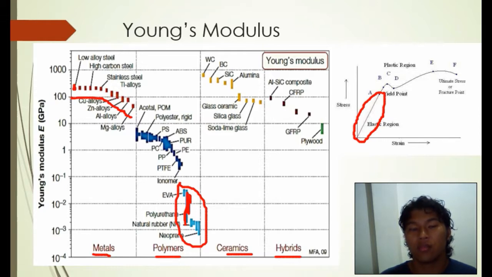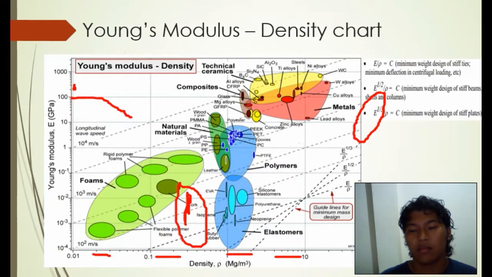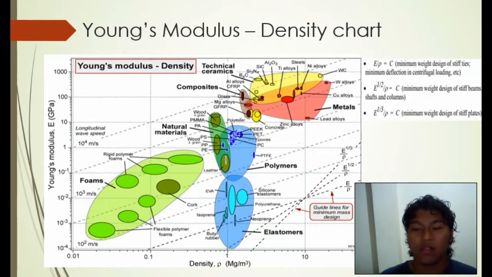For the Young modulus density chart, the first stage implies to see if we are designing stiff ties, stiff beams, or stiff plates. Due to the design you are making, we have to take this kind of relationship. With this relationship, we want to trace these lines on the graphic.